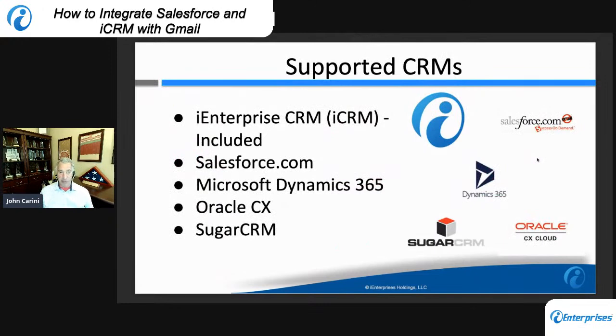So the Gmail integration that we provide is known as a Gmail add-on, and we do it for several CRMs. One is our own product called iCRM, and the Gmail integration is actually included with iCRM. We also provide an add-on that you can use with Salesforce.com, Microsoft Dynamics, Oracle Sales Cloud or CX Cloud, and Sugar CRM. Those are at an additional cost, and I'll get into pricing at the end of the webinar. We'll go back to a pricing slide so you can really see everything.